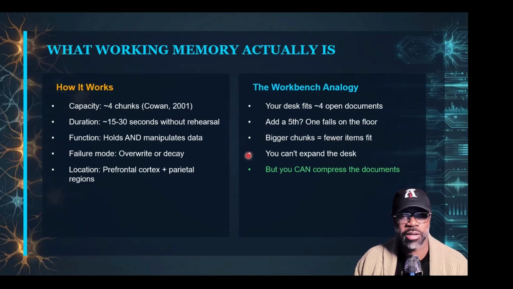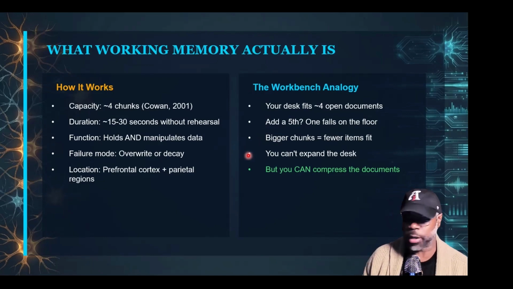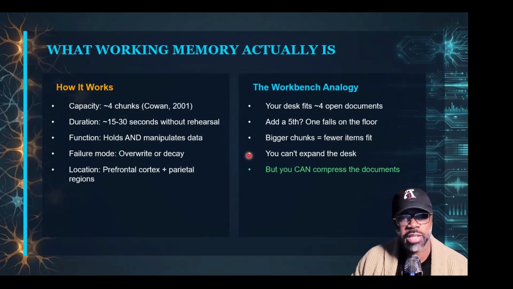And the constraint here is that you can't expand the desk. You can't increase that pipeline or increase the load-bearing object here. You just have to work with what you got, but you can compress the documents. And that gives us a little foreshadowing to ways to hack this, maybe through compression, right? We can get around these 4 documents, these limiting 4 documents that we have.